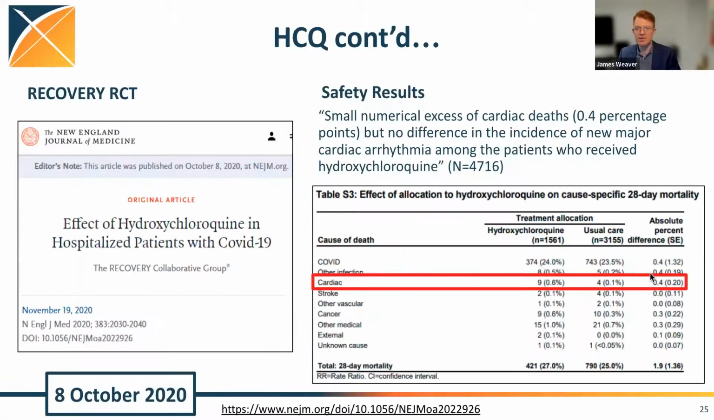Next. So this was all happening when the RECOVERY randomized clinical trials were being rolled out, arguably one of the most responsive set of pragmatic trials ever conducted. Among many findings, this trial reported on October 8th a numerical excess of cardiovascular deaths among hydroxychloroquine versus usual care among several thousand patients hospitalized with COVID-19 6 months after our observational study results.